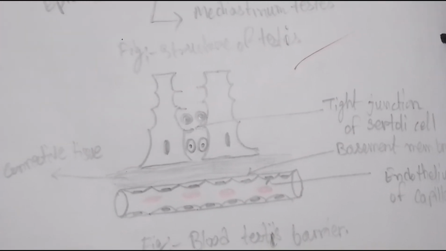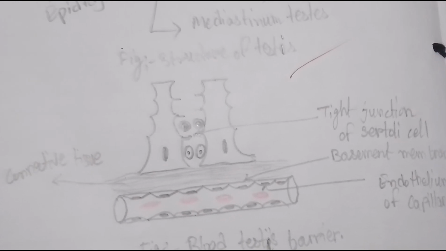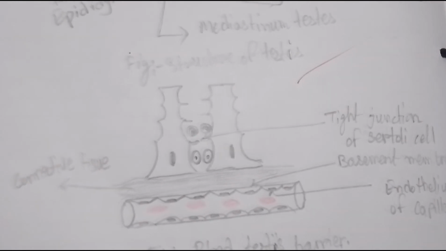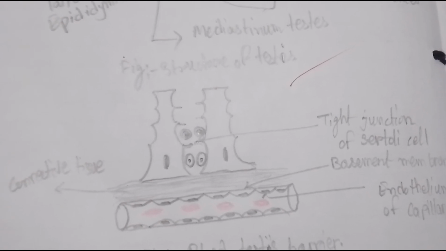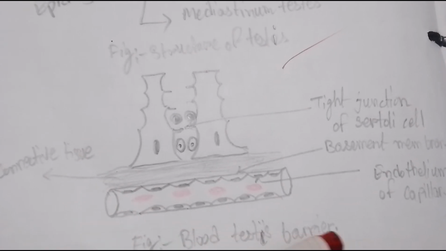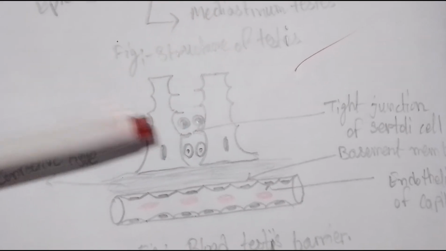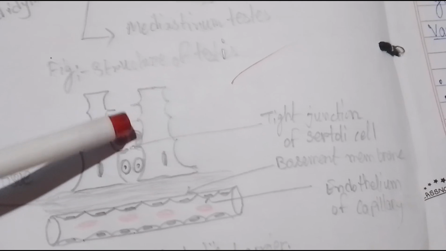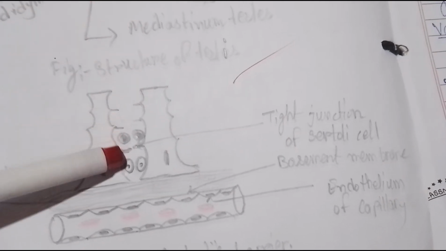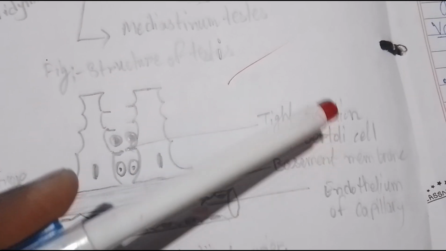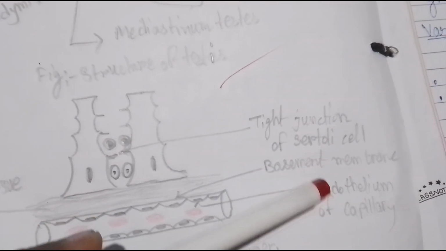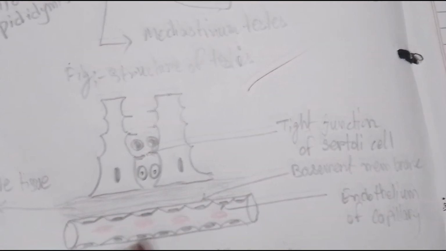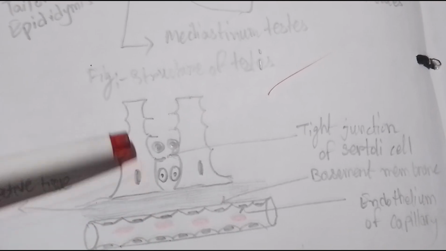Now we look for the blood testis barrier, which is one of the most important, and you may get many theory related questions in your university examination about the blood testis barrier. So this is the blood testis barrier, in which it is formed by mostly three things. First of all, this Sertoli cell, basement membrane, and endothelium of capillaries. These three things form the blood testis barrier.